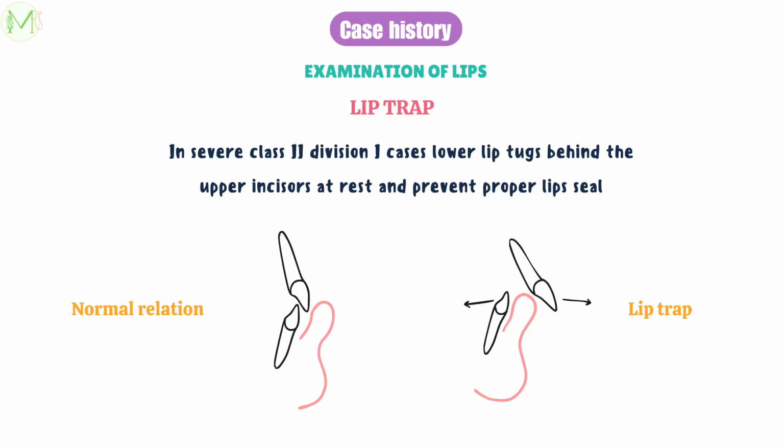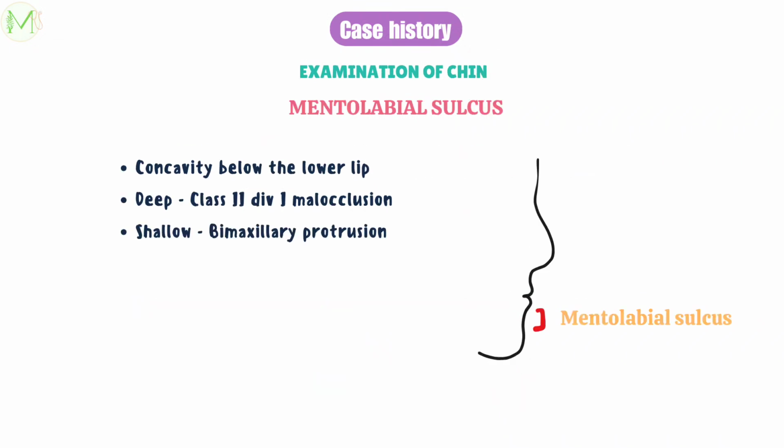Next, we have something known as lip trap. It is seen in severe class 2 division 1 cases where the incisors are proclined. In this case, the lower lip tucks behind the maxillary incisors at rest and prevents proper lip seal. It is called lip trap. Let's move on to examination of the chin. The chin is an important part of the face and has an effect on facial profile and aesthetics.